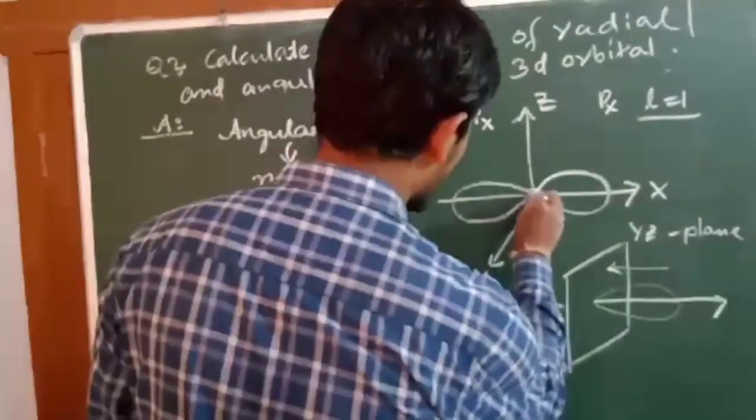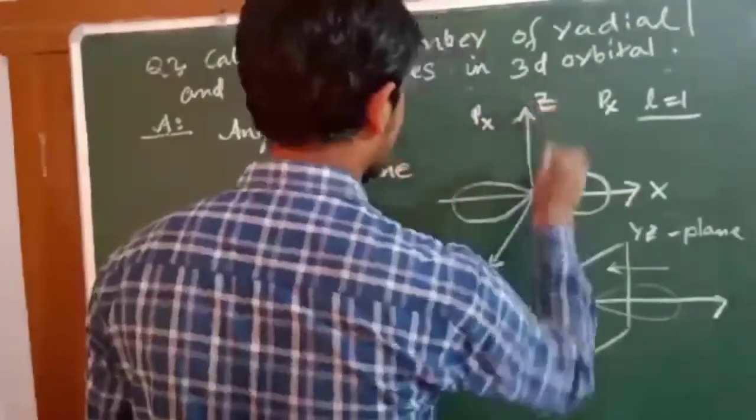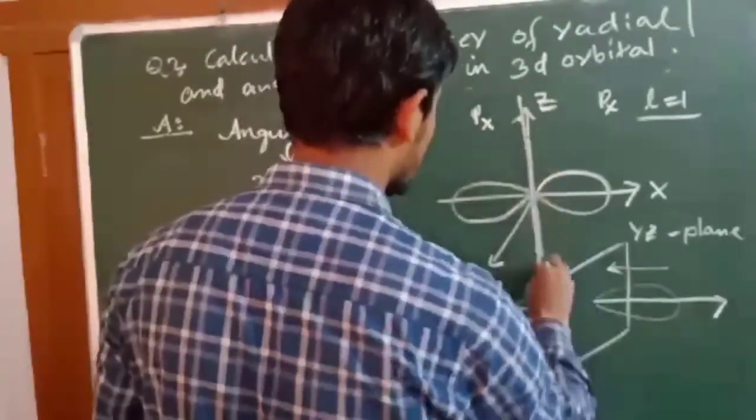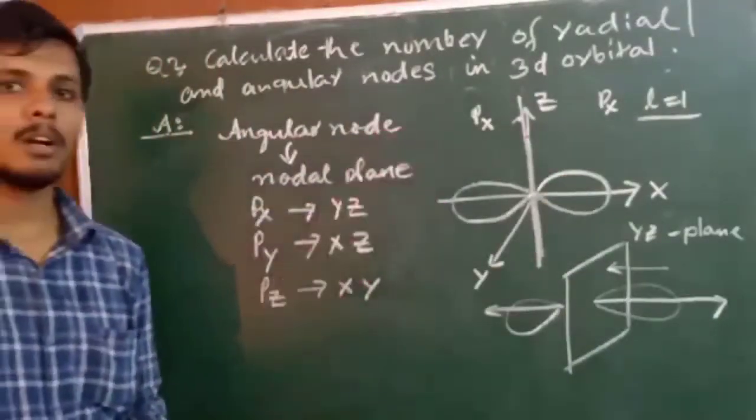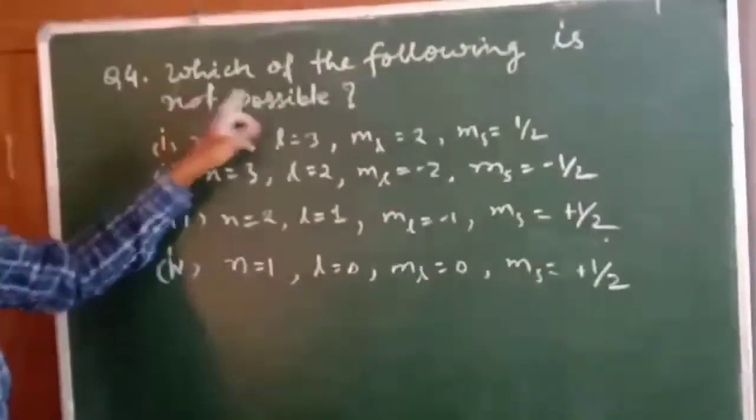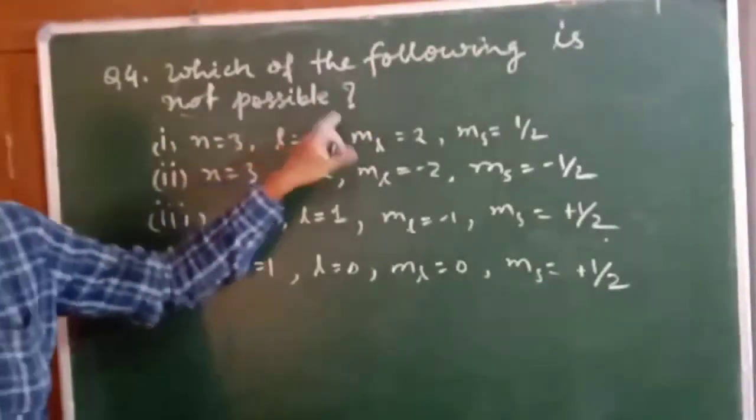So at this point we don't have any electron. That means if a plane passes through this point, we won't have any electron. That is why it is called an angular node. Which of the following is not possible?